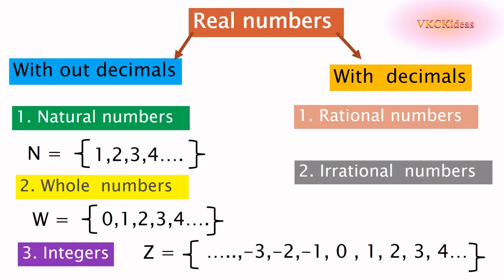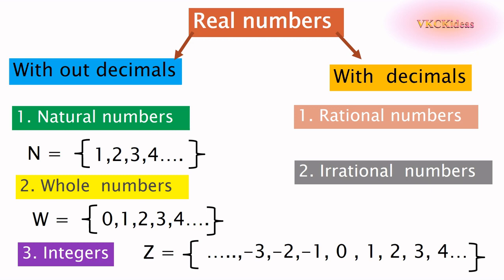Based on this, we can classify real numbers in this way: one without decimals and another one with decimals. Without decimals, as I told in the previous slides, natural numbers, whole numbers and integers don't have decimals in them. Observe the set written here. You observed that already. Rational numbers can be represented as decimals. What about irrational numbers? In today's class, let us learn that.